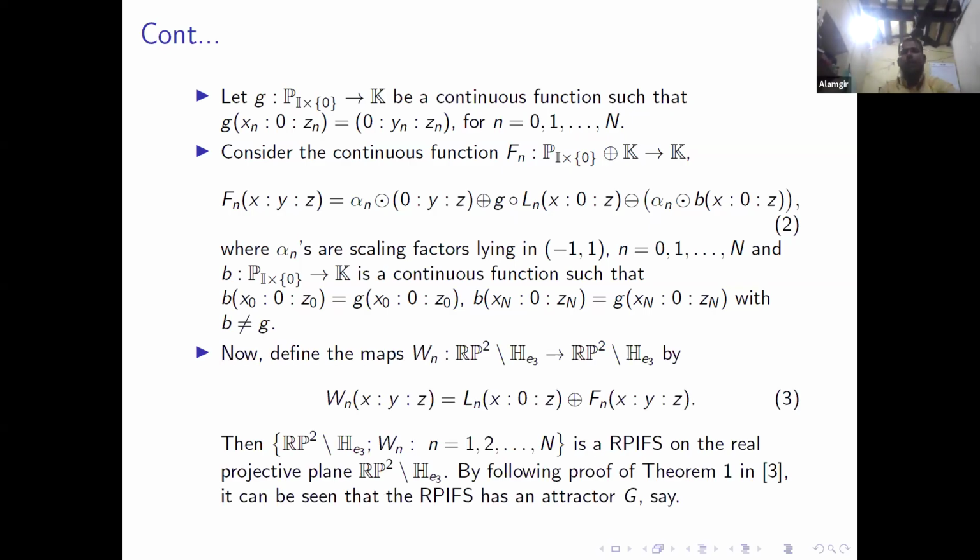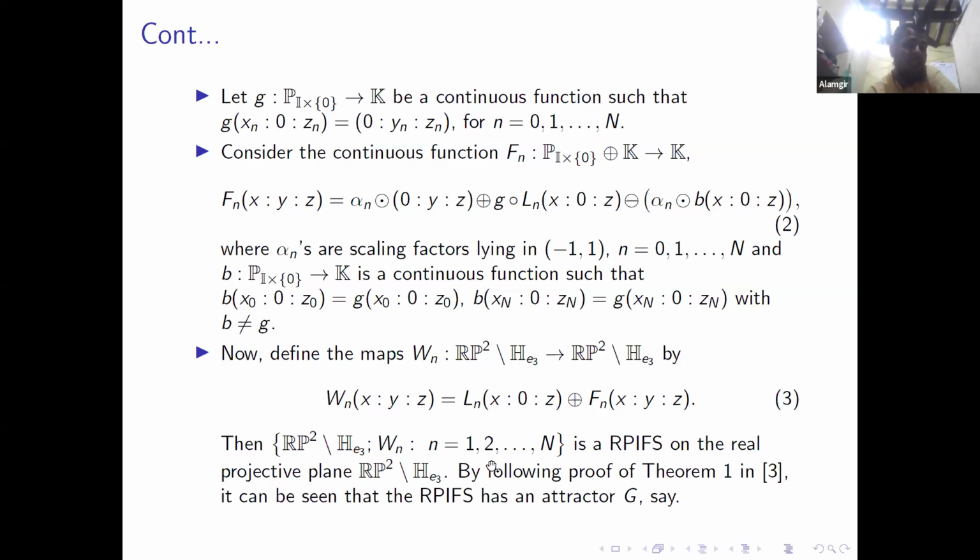Now we define the map w_n, where w_n is the sum of the map l_n(x_0, z) and f_n(x, y, z). Then this forms an iterated function system, and this collection is called the real positive iterated function system. We have already seen that if alpha_n satisfies the condition |alpha_n| strictly less than 1, then this IFS becomes hyperbolic, or contractive.